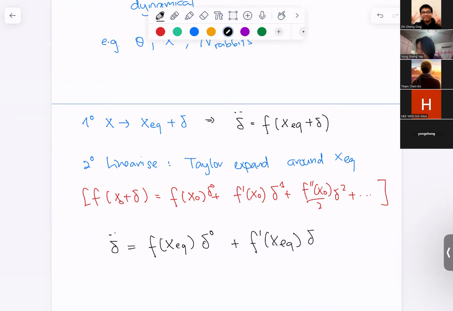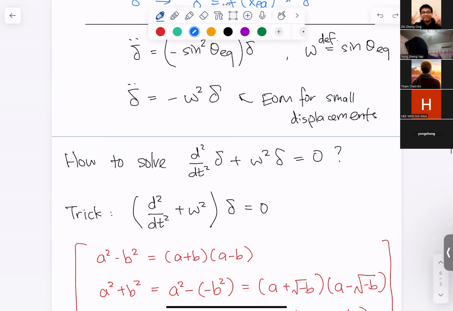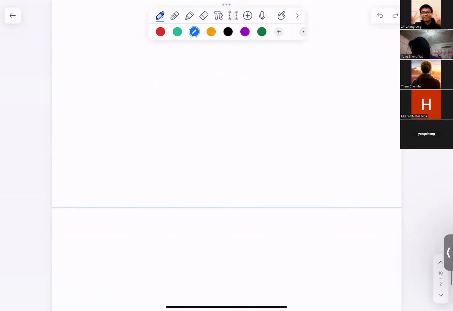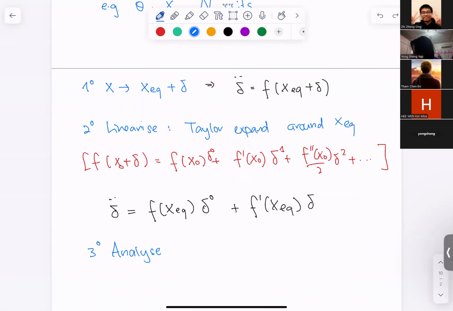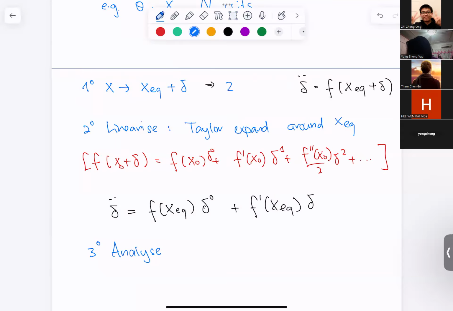Okay. The third part, analyze the equation of motion. Analyze power by power. What was my recipe? I rewrite the EOM in terms of, sorry, this is the second part. This is rewrite. Okay, this is the third part. The fourth part is analyze power by power.